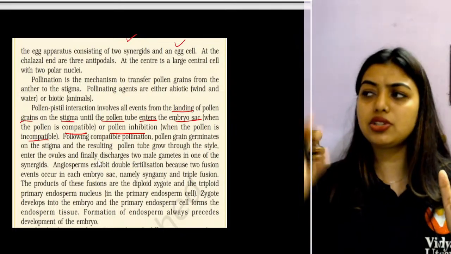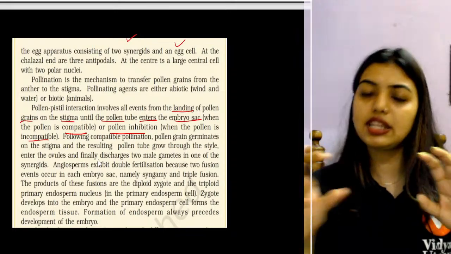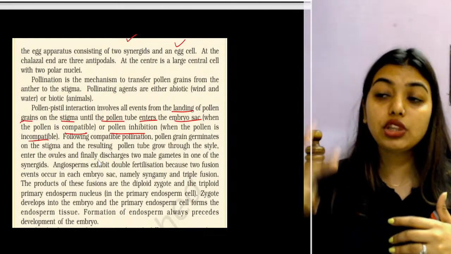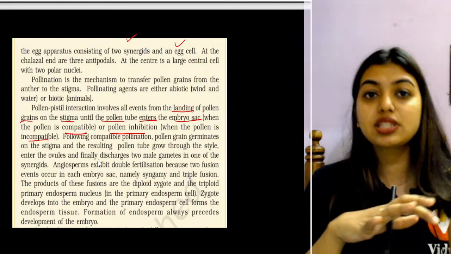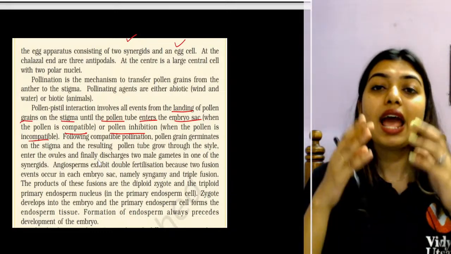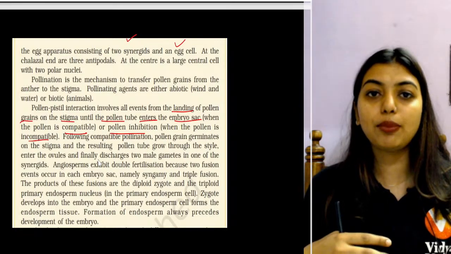So very simple, students, of the male gametes, if it is in a 2-cell stage, only one male gamete will go and fuse with the egg. But if it is in a 3-cell stage, both the male gametes will be put into the synergids, and with the help of the filiform apparatus, the pollen tube will go inside, and one male gamete will fuse with the egg, and another male gamete will fuse with the polar nuclei.